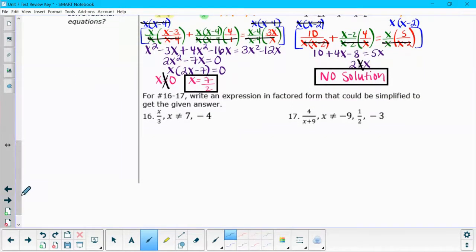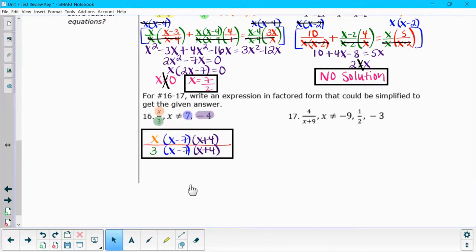Now, for 16 and 17, you just have to do a little reverse thinking. You just have to look at what you have in the end and try to imagine what you may have started with. So, the first thing I always suggest doing is creating a fraction bar and filling in the missing pieces. So, I'm going to show you my final answer.